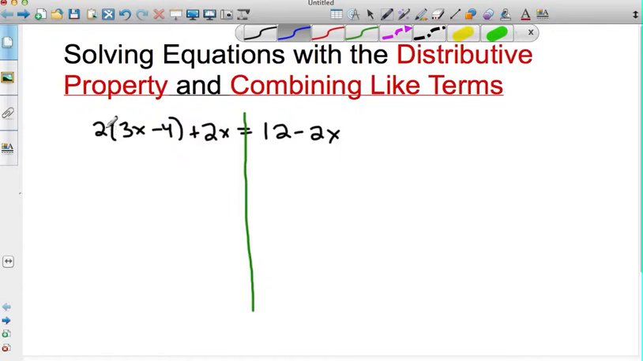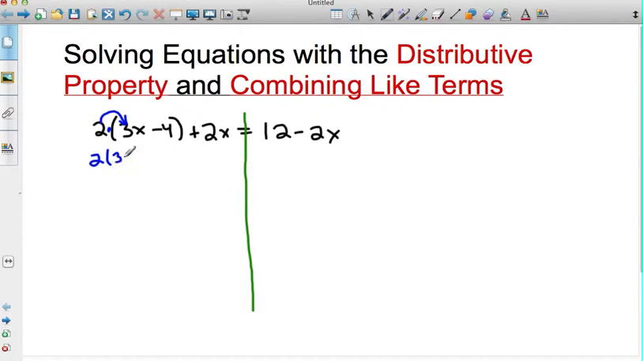This is going to be where we use the distributive property. So this 2 here is like being multiplied. So I need to multiply it against this 3x. So I have 2 times 3x. I'm going to just write it with a parenthesis, and that's okay. You could put a dot if you wanted to. And then we also have to do 2 times a negative 4. How I'm going to write that is I'm just going to say, instead of adding it, minus 2 times 4.